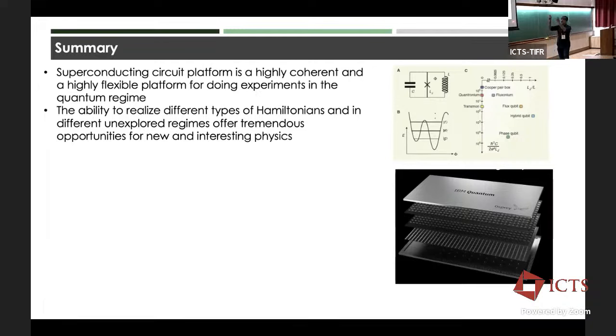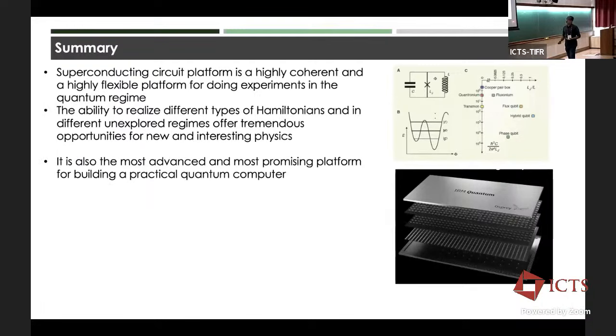And there are regimes of quantum optics, which I've not had time to discuss, which are impossible in an optical system, but you can do that with microwave light. It's also the most advanced and most promising platform for building a practical quantum computer.